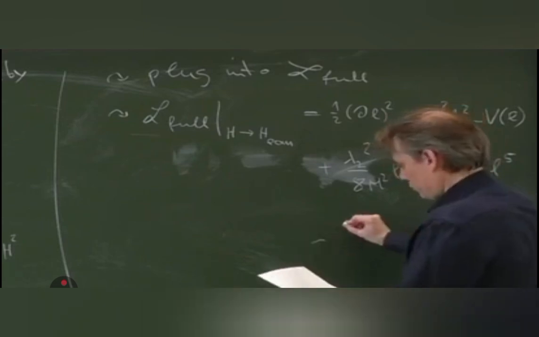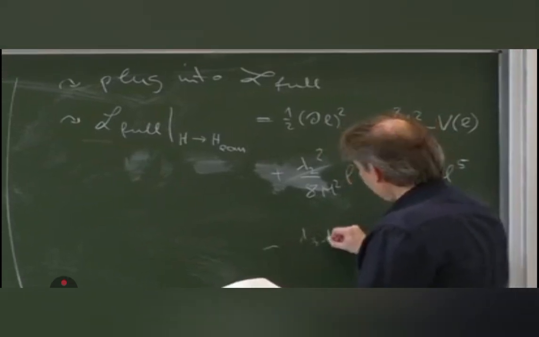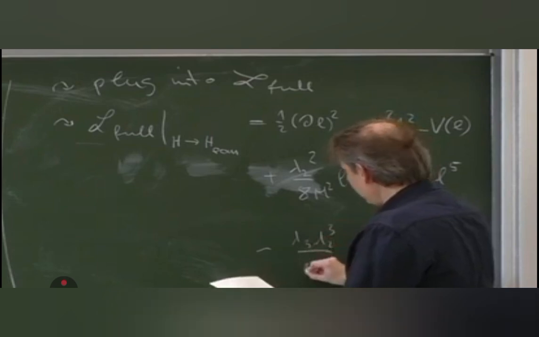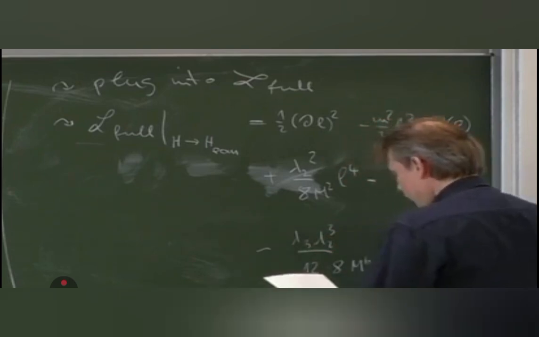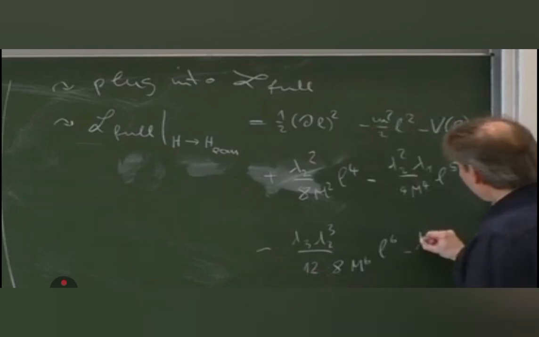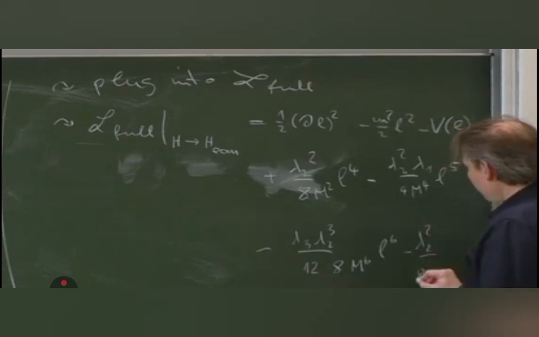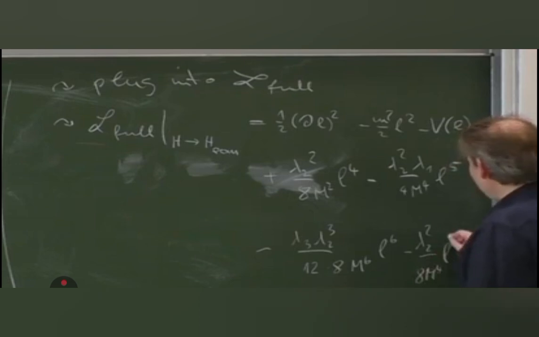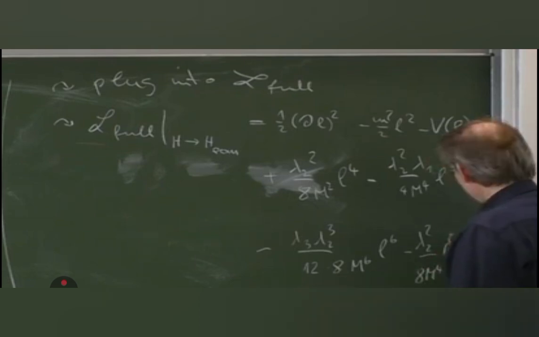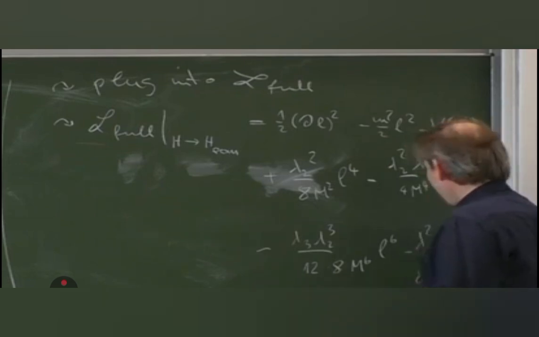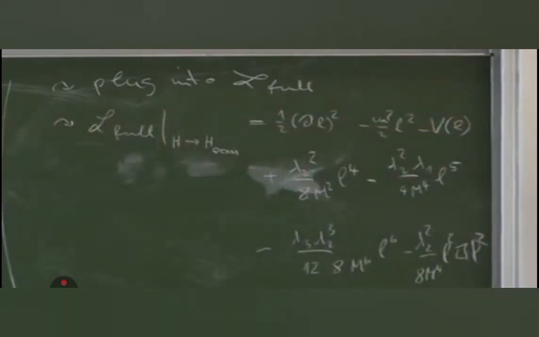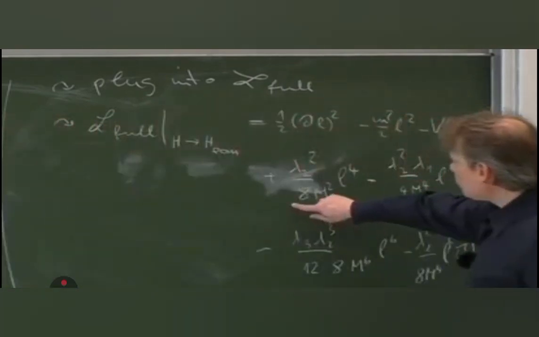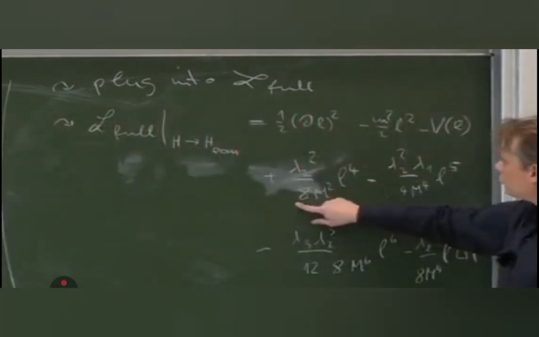minus lambda 3 lambda 2 cubed over 12 times 8 M to the 6th L to the 6th, minus lambda 2 squared divided by 8 M to the 4th L squared D'Alembert L squared, plus and so on. And let me just explain where a few of those terms come from. For example, let us look at the first term that I wrote, the L to the 4th term.